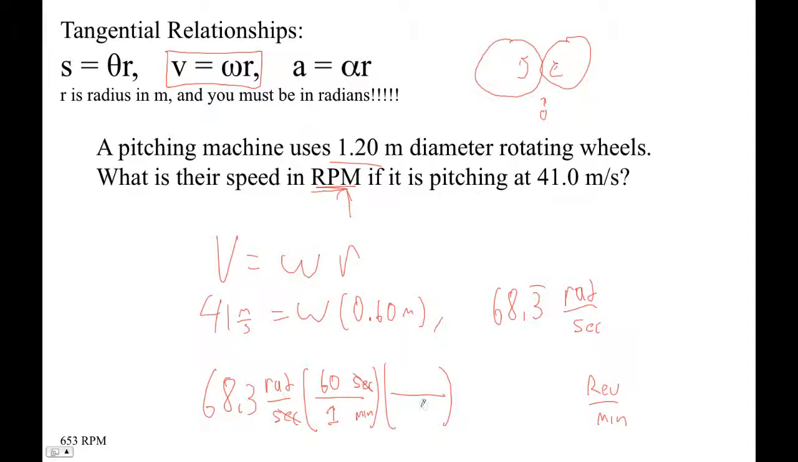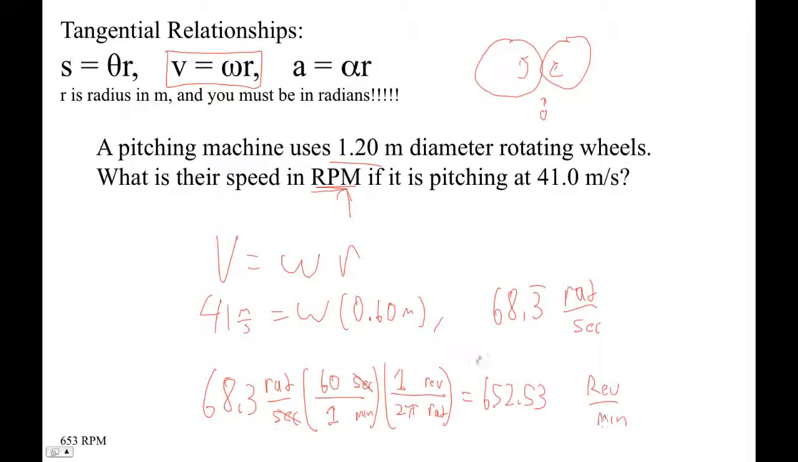Let's see, radians. I want to get rid of radians. Apparently I want revolutions. All right, so what's equal? Well, 1 revolution is 2 pi radians. So I'm going to take this number on my calculator, go times 60 divided by 2 divided by pi, because I'm too lazy to use parentheses. So I get 652.53 revolutions per minute, which is about 653 revolutions per minute.